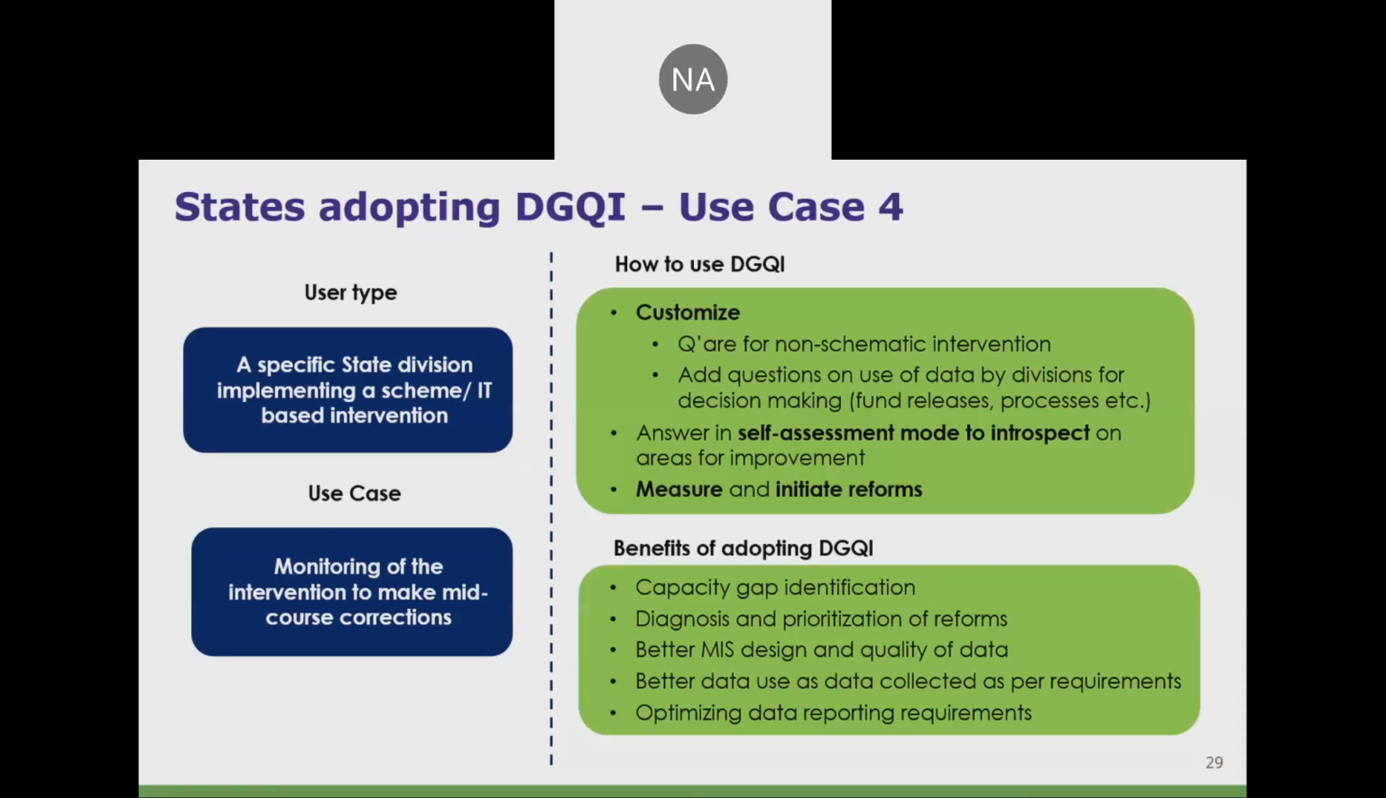For example, in case of a division which is in charge of, say, a public service delivery portal, then they will have to customize the DGQI questionnaire to cover the non-schematic interventions undertaken by the division, also customize to cover how this data can be used by the division for decision making, like for fund releases or process management, etc. And such an assessment by the state division can also include automation of the collection process at the ground level and also embed better practices.